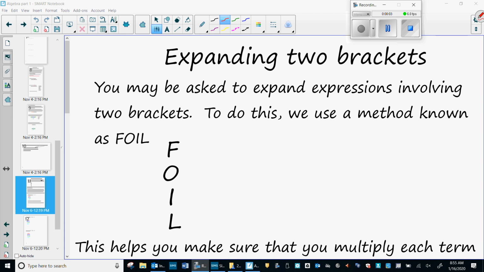Next little bit, expanding two brackets. Alright, so we looked at expanding one bracket, expanding two brackets. This should be familiar to you.